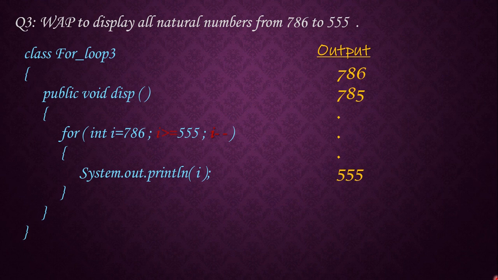Now what happens after 555? When 555 gets printed, next the updation process will be executed. So 555 will be decreased by one to get 554. Next the value is again rechecked. Now 554 is neither greater than nor equal to 555, so this condition is now returning a false value. So now the loop body will no longer execute. It will come out of the looping structure and hence 554 will not be displayed.